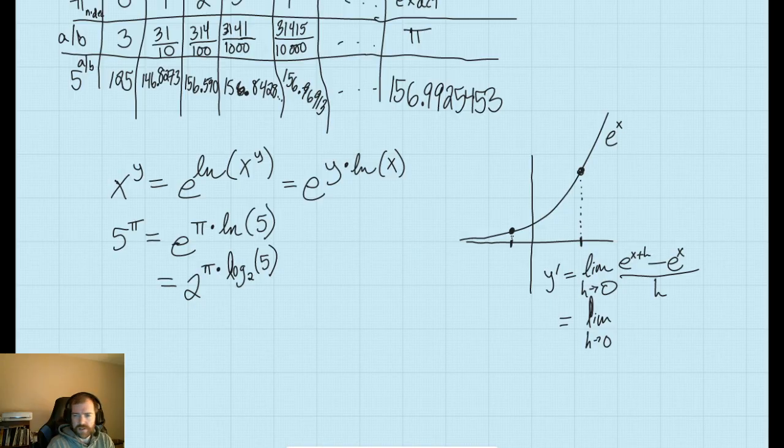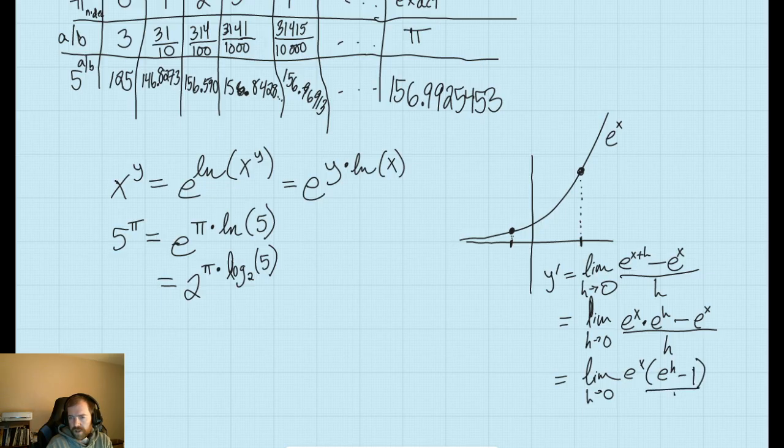e to the x plus h is the same as e to the x times e to the h. Again, add exponents when your bases are like. Subtract e to the x and divide everything by h. Equals the limit as h goes to 0 of e to the x, which can be factored out, leaving behind e to the h minus 1, all over h. If we put all the h's together, e to the h minus 1 over h just becomes one thing, and e to the x does not have an h in it, so it doesn't care about the limit that's here. It'll pass right through it. So e to the x multiplied by our limit as h goes to 0 of e to the h minus 1 over h.